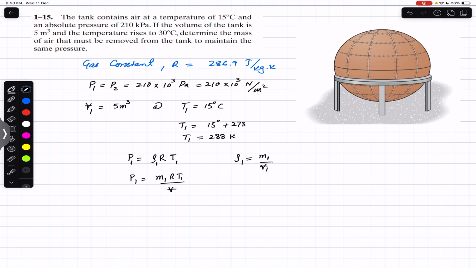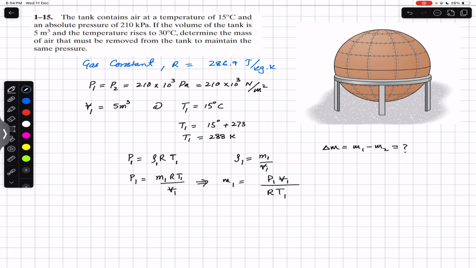Since the problem says to determine the mass of air that must be removed from the tank, we need to have the mass difference. So we need delta M, which is equal to M1 minus M2. We have to find the mass difference to have that same pressure. From this equation we can say that M1 will be equal to P1 into V1 divided by R into T1.